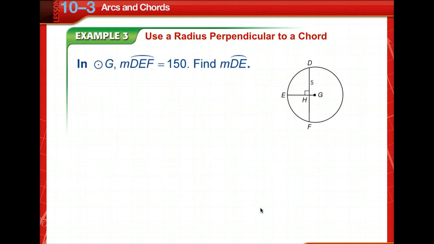Let's put this into practice by using a radius perpendicular to a chord. In circle G, the measurement of arc DEF is 150. Now notice it's 150, not 180. This is a chord, not a diameter. It does not go through the center. So we're to find the measurement of DE.